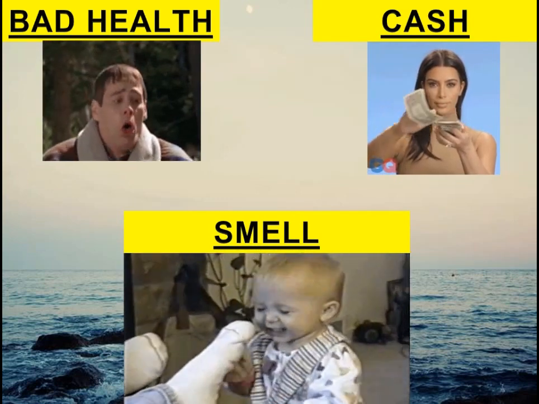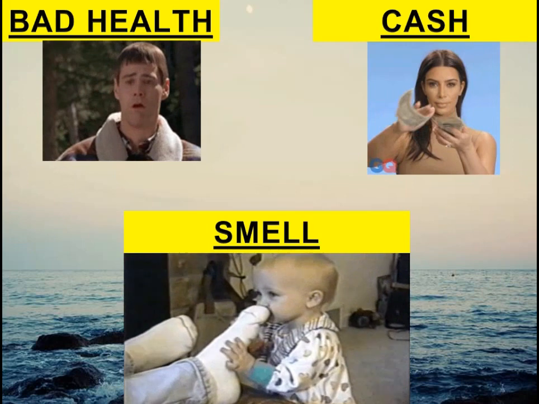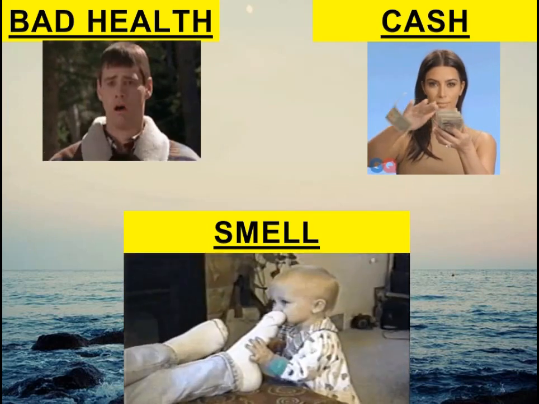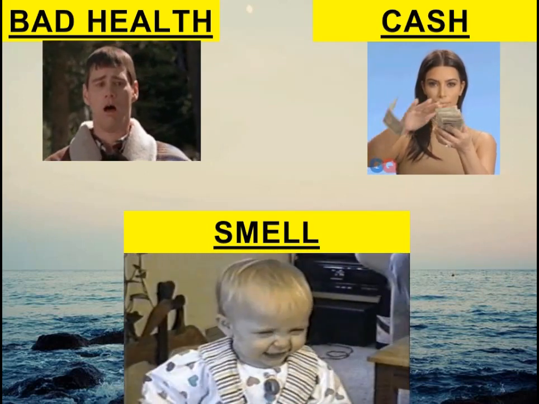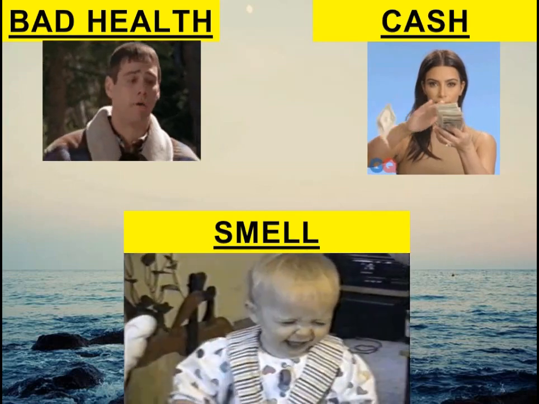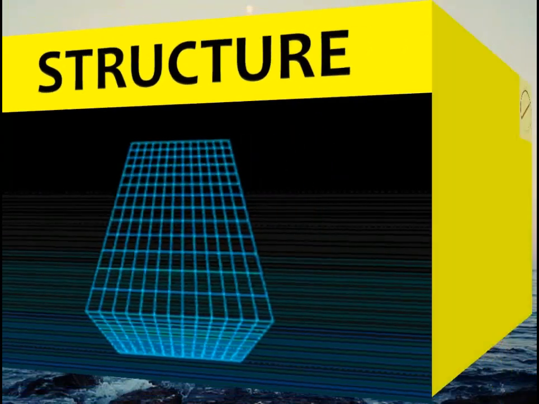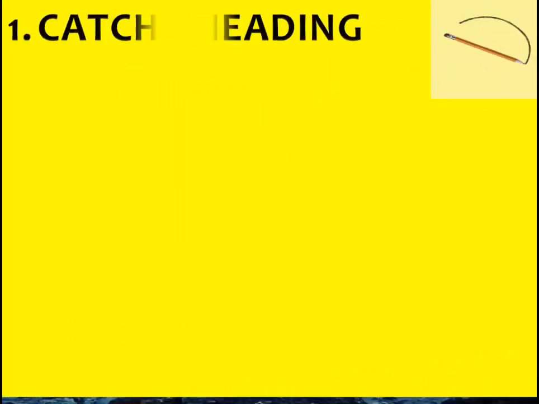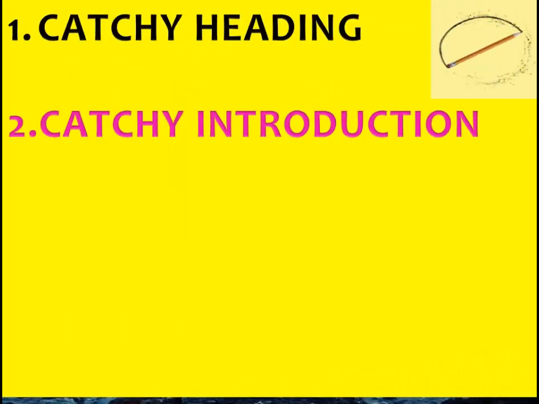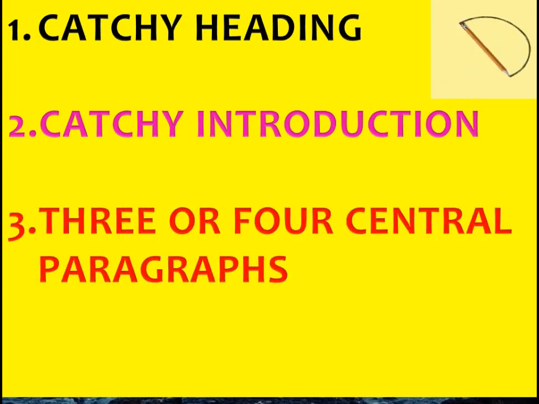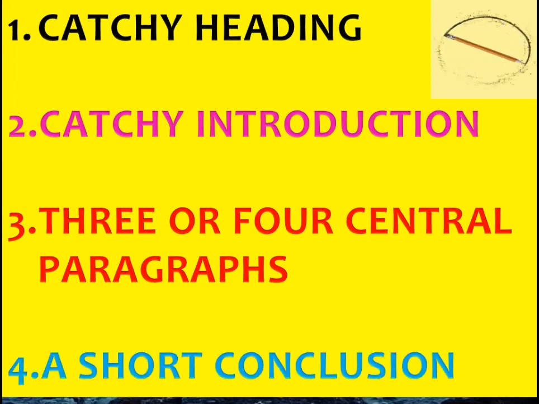If you write developed paragraphs, which you should do, with lots of writing, so six or seven sentences, then you need three. If you haven't written a lot, do a fourth one. So how are we going to structure our leaflet? Number one, catchy heading. Number two, catchy introduction, and we will go through all of these. Then three or four central paragraphs. My three paragraphs are going to be on bad health, money and the smell, and then you need a little short conclusion.